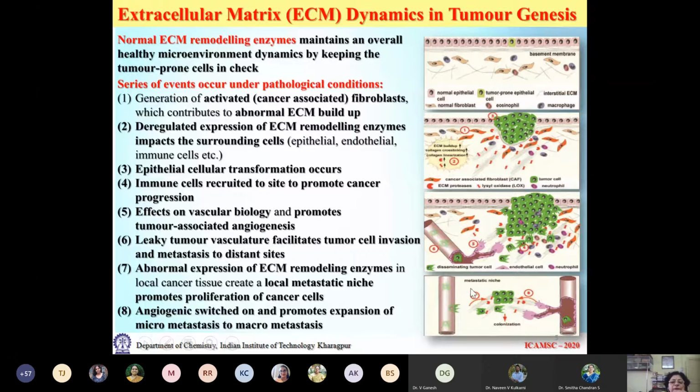Okay. So then what happens? Then the angiogenic switch is continuously left on and promotes expansion of the cancer and goes to the micrometastasis conditions. So this is how it progresses. So if you know how it progresses, then you know how to target it or how to cure it.